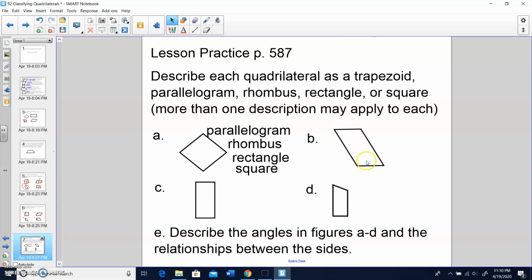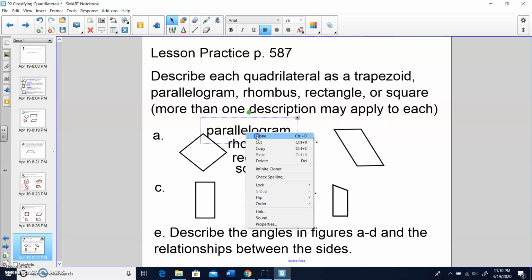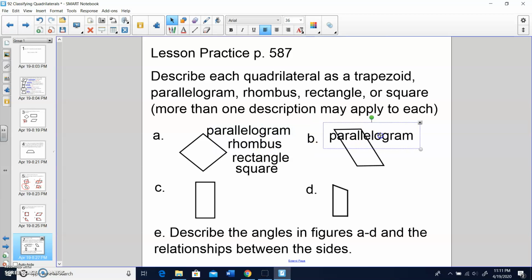Okay, looking at B. Is B a trapezoid with just one set of parallel sides? No, it has the top and the bottom that are both parallel, so then it would be considered a parallelogram. Is it a rhombus with all 4 sides the same? No. Is it a rectangle with 4 right angles? No. Is it a square with both 4 right angles and 4 sides that are equal? No. So the only name that works is parallelogram for this one.